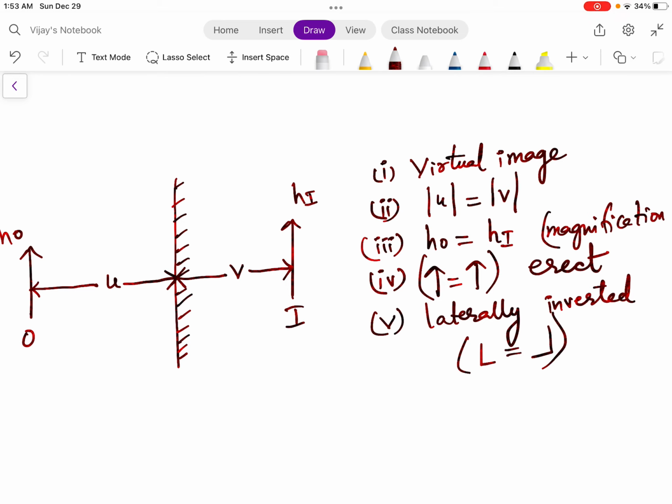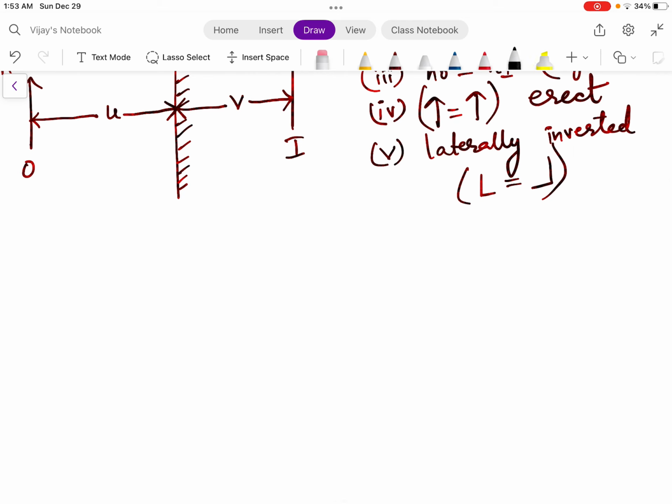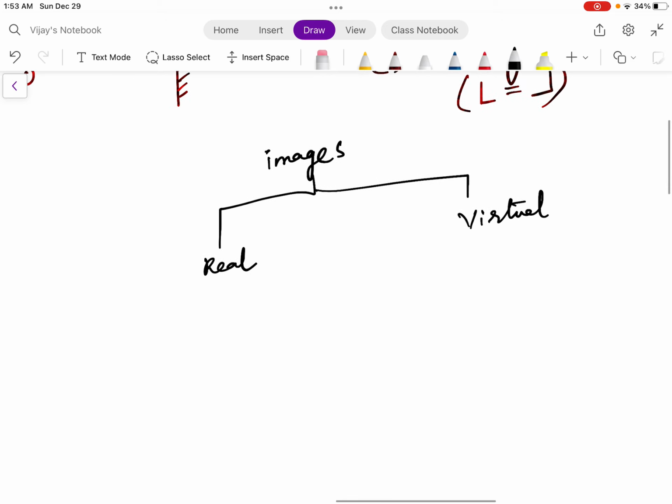Now, I have told you that if you take a plane mirror and you stand in front of a plane mirror, the image which is formed is virtual image. Now, images, remember, can be two types. One is virtual, the other one is real. So what is a real image? What is a virtual image? I have told you that the image which is formed in a plane mirror is virtual because we cannot see that image on a screen. So remember, virtual image, the first important point is cannot be obtained on a screen.